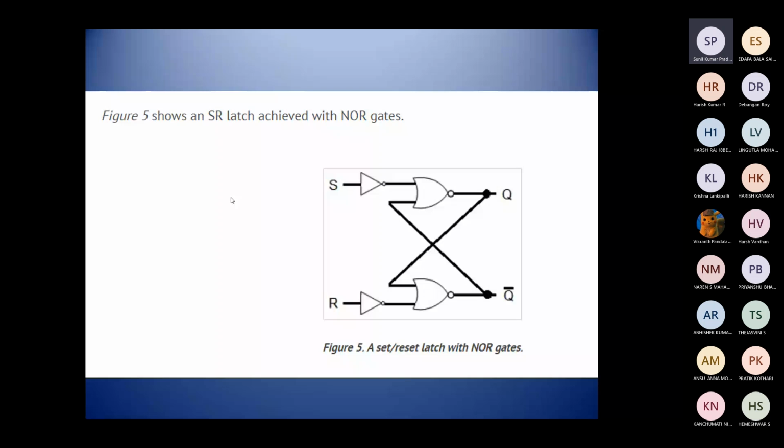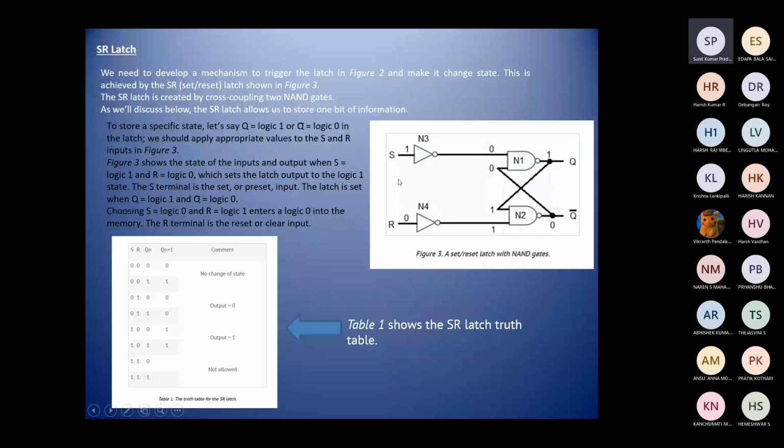Just like here, we have a NOT gate, and one NOT gate output is given to the input of another NAND gate, and similarly the output of another NOT gate is given to the input of another NAND gate. The output of one NAND gate is given to the input of another NAND gate, and the output of the other NAND gate is given to the input of the first. So Q and Q complement are obtained. The only difference is that this NAND gate is replaced by a NOR gate. So the set and reset latch with NOR gate can also be determined and shown accordingly.